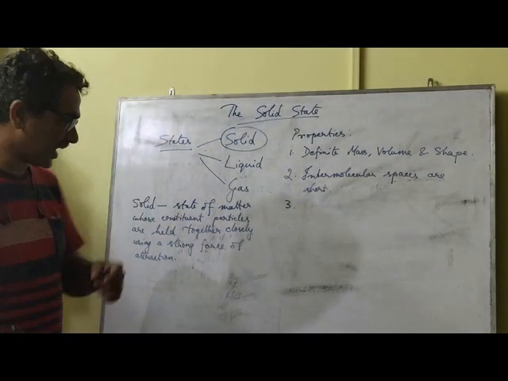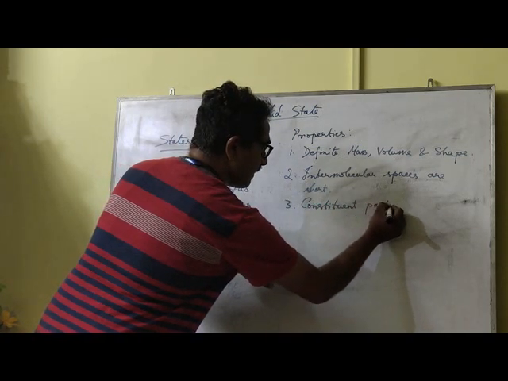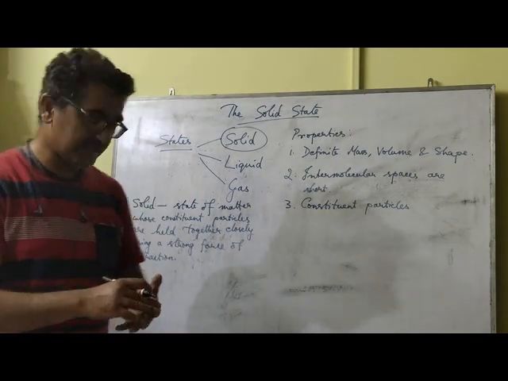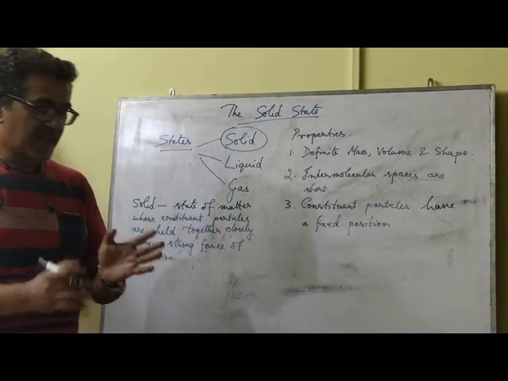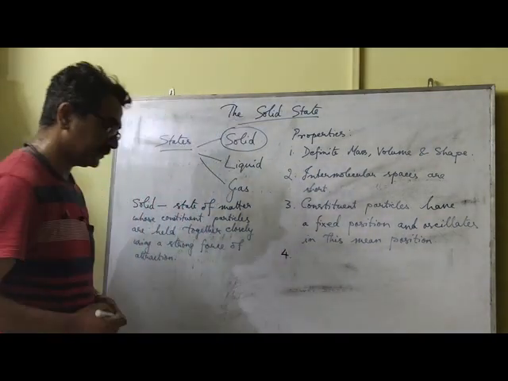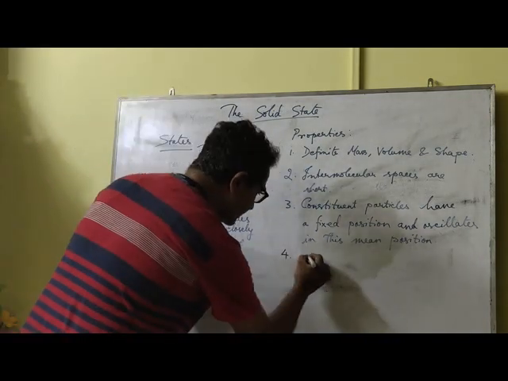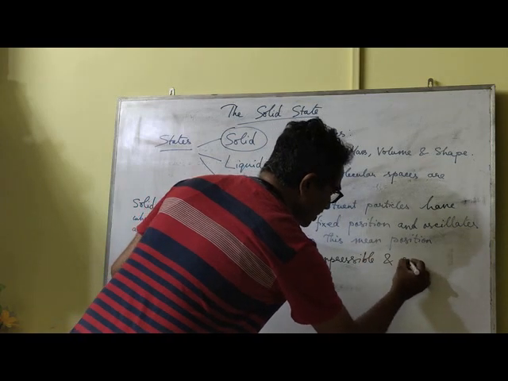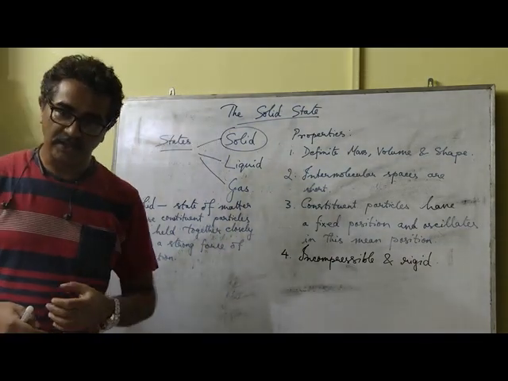Now what is the third point? The constituent particles. When I'm talking about the constituent particles, what am I talking about? I'm talking about atoms, molecules, ions. Either of these constituent particles have a fixed position, and oscillate about this mean position. And lastly, it is incompressible, or even if you are able to compress, it's very negligible. So it is incompressible and rigid. These are the properties which we have already gone through in our lower classes regarding the solid state.